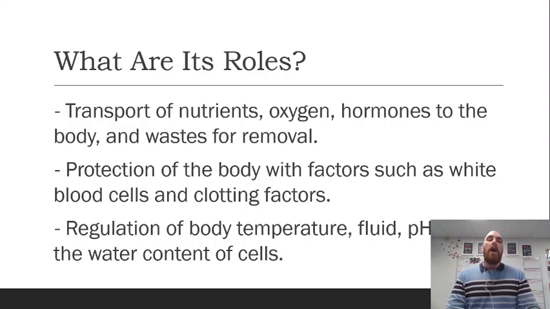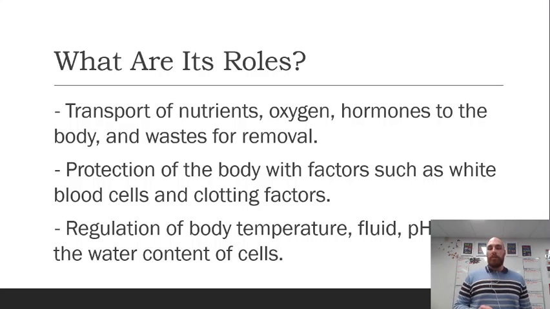So what are its roles? We want to see that the roles of it, we've got the transport of nutrients, oxygen, hormones to the body, and waste for removal. So it transports those four things. It protects the body. There's two main things that we want to talk about here with white blood cells and clotting factors. And we'll learn very shortly that they're platelets. None of you are able to donate blood just yet, but sometimes people need to be donated platelets. And we'll find out why at the end of this presentation.